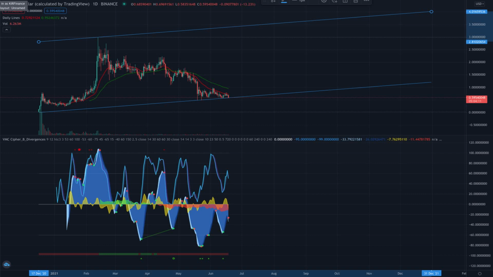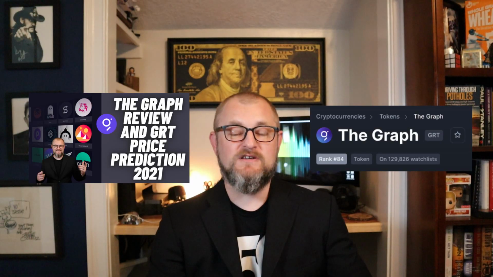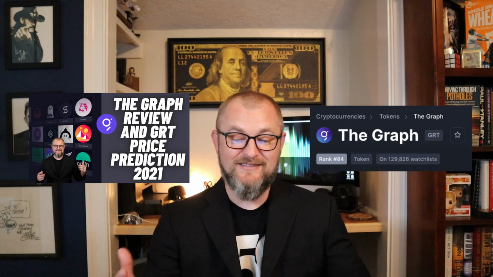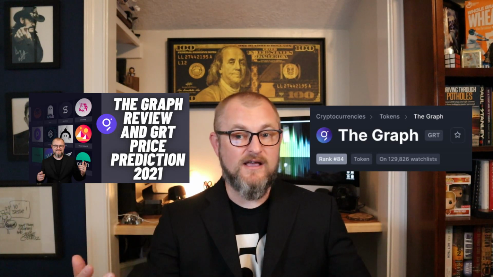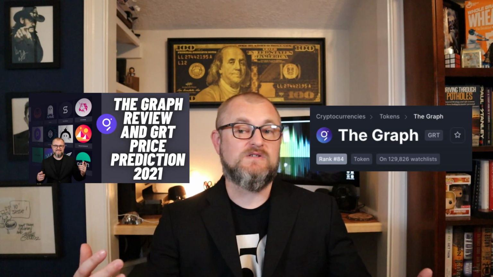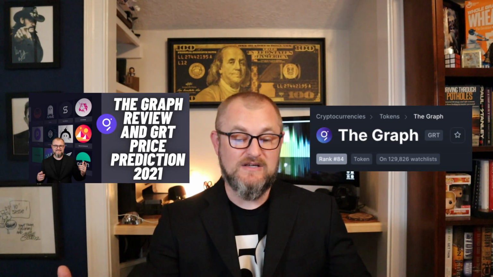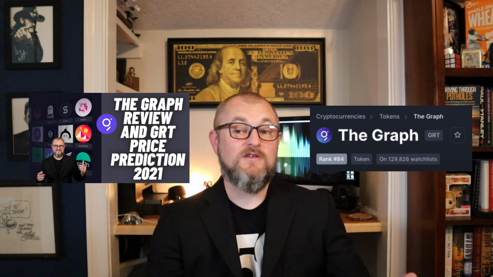What we also had here, as evidenced in the Market Cipher, is that you can see money outflow visible in the green wave turning into a red wave on roughly April 9th, and that may have finally bottomed out, it appears, hopefully, on June 11th. Now, my price prediction for this year is that I think The Graph could place anywhere between a 4 to 6x. I see that as doable, and that would place it year-end at somewhere between $2.40 and $3.60.